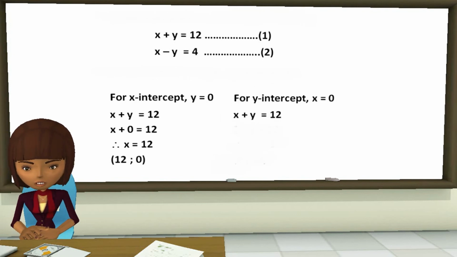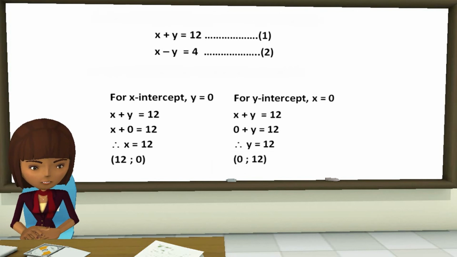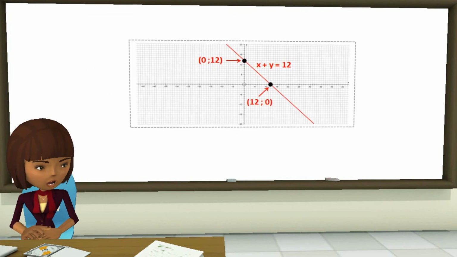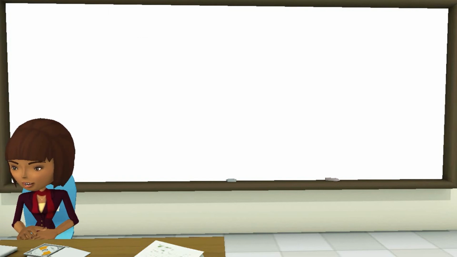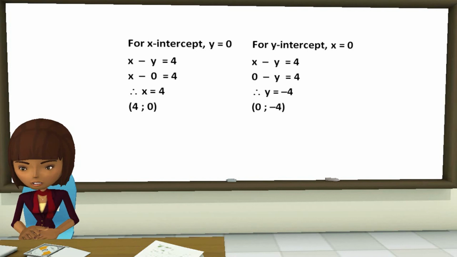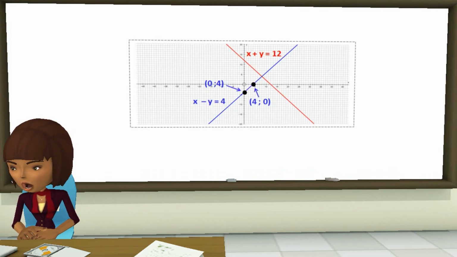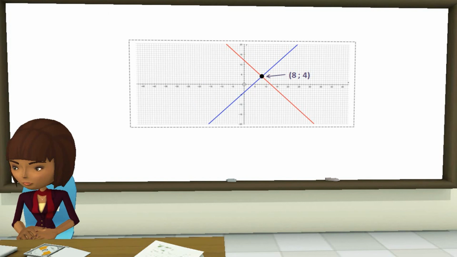To find the y-intercept, we put x equal to 0. So, 0 plus y equals 12, which means y equals 12. And therefore the y-intercept is the point 0, 12. We can now sketch the graph by plotting these 2 points and drawing a straight line through them. We proceed similarly to find the x and y intercepts of the line x minus y equals 4, and sketching the graph. The solution to these simultaneous equations will be the point of intersection, 8, 4.